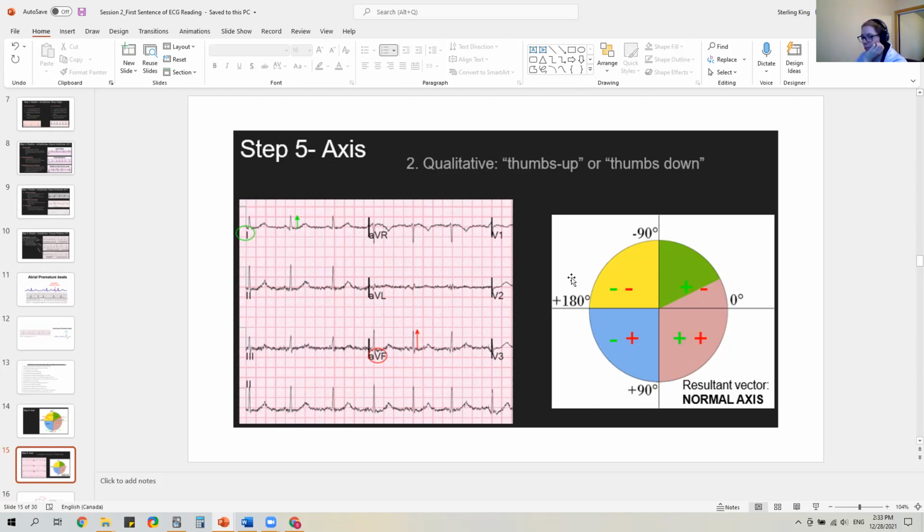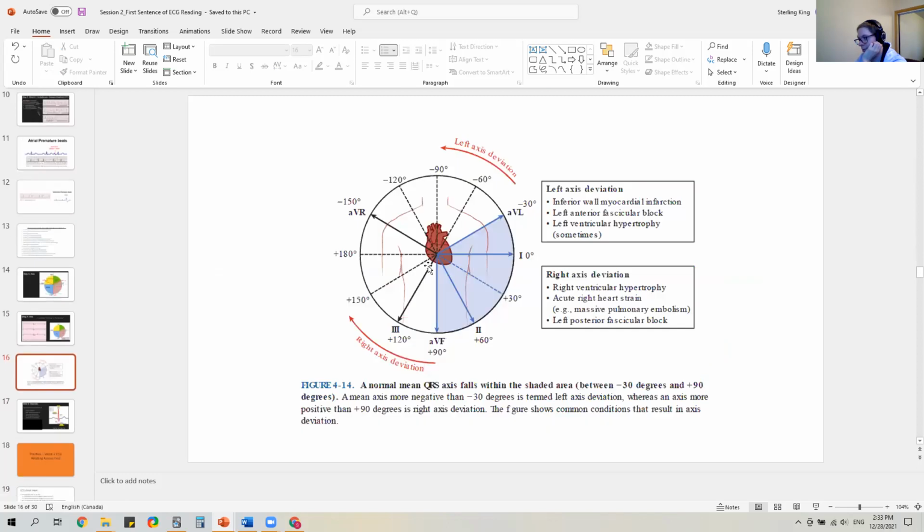So maybe I'll just go through that one more time. If 1 and AVF are up, normal axis. If 1 is up and AVF is down, you're in a left axis. If 1 is down and AVF is up, you're in a right axis. And if both are down, you're in an extreme axis. This just shows that picture again.